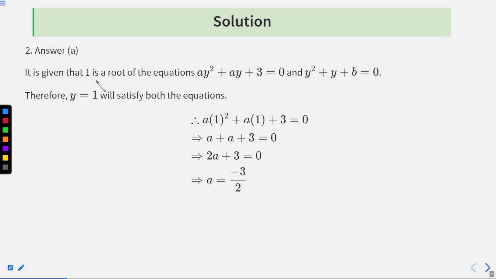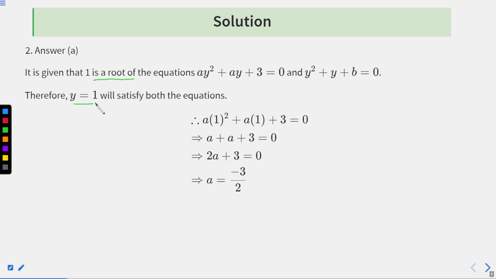It is given that 1 is a root of the equations ay square plus ay plus 3 is equal to 0 and y square plus y plus b is equal to 0. Therefore y is equal to 1 will satisfy both the equations. This must be kept in your mind. Y is equal to 1 is a root of these quadratic equations.